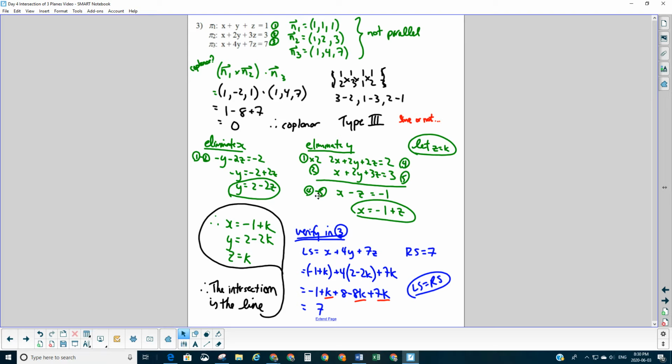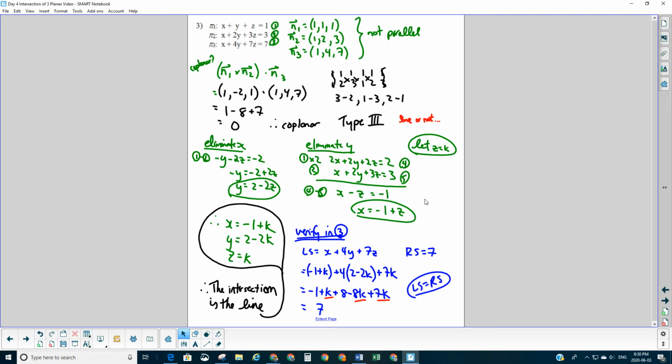Had you done all of this work and then verified in the third and found out that it didn't verify, that means it would have been the triangle situation. And there would not have been an intersection.